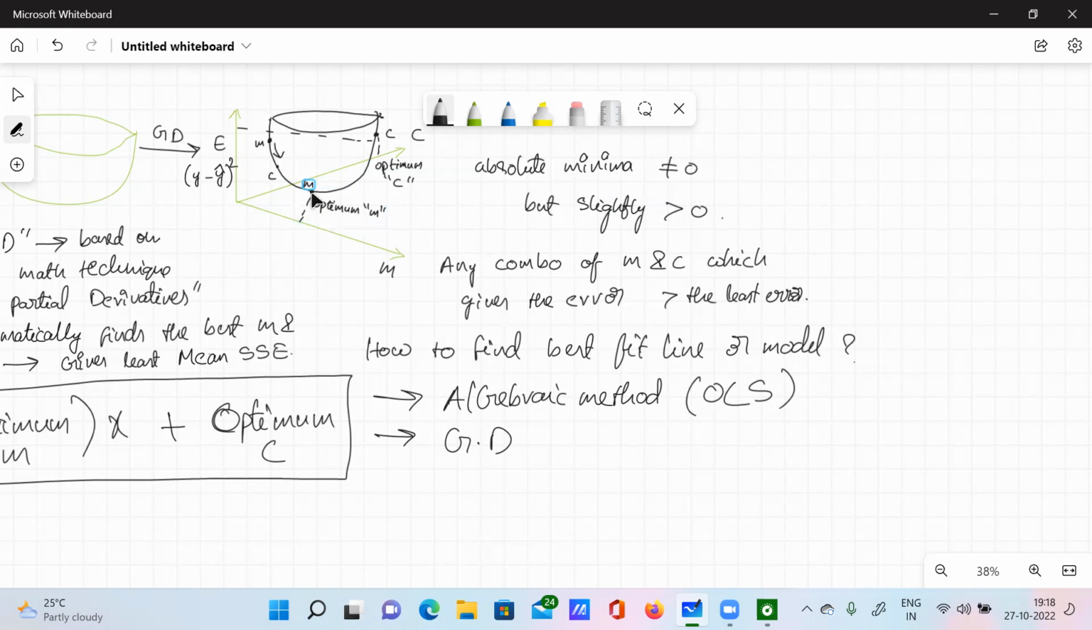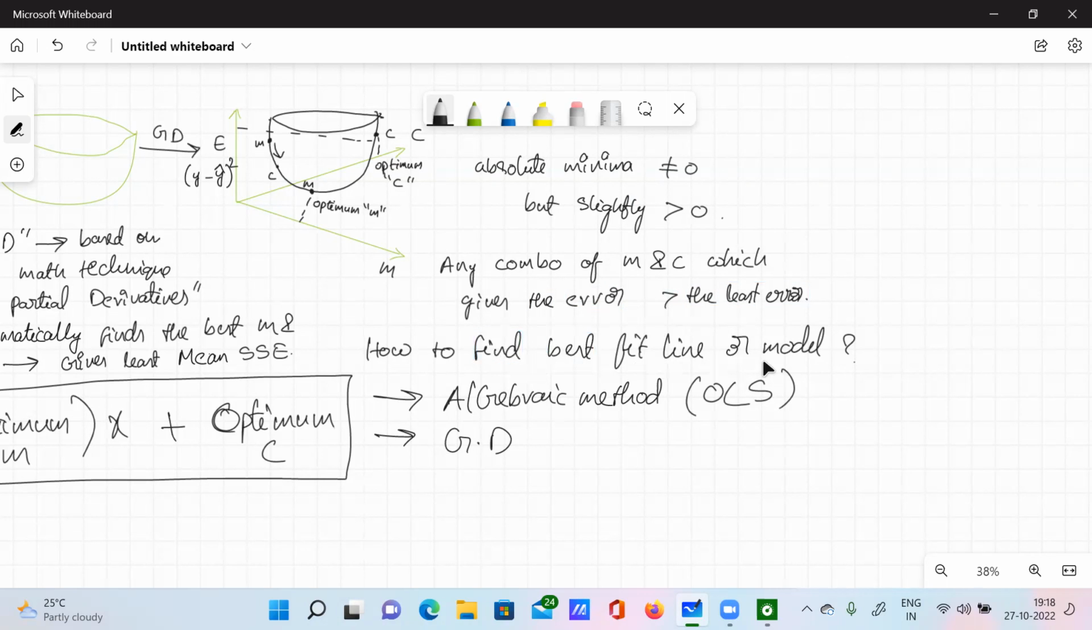See here, if it is equal to 0, then we don't have any kind of error. But does that case usually happen in the world? No. Why? Because whatever the model may be, we still have some kind of error in it. So due to that reason, the absolute minima will never be equal to 0, but it should be slightly greater than 0. So we need to find such combinations of m and c which in turn give us the least possible mean sum of squared error.